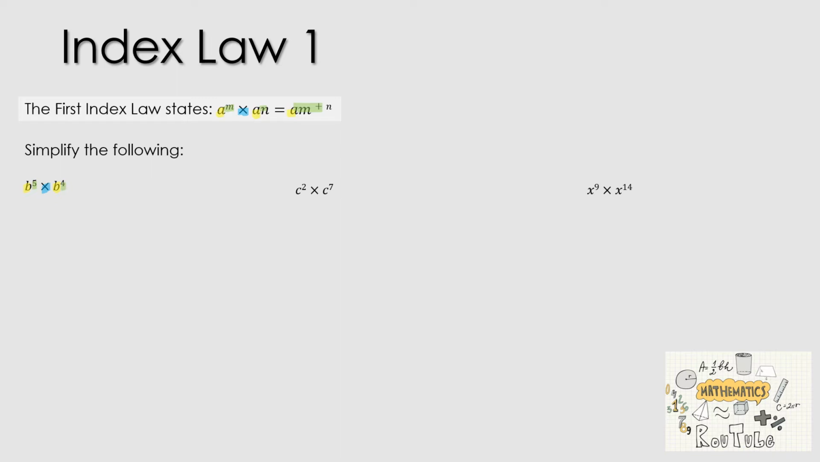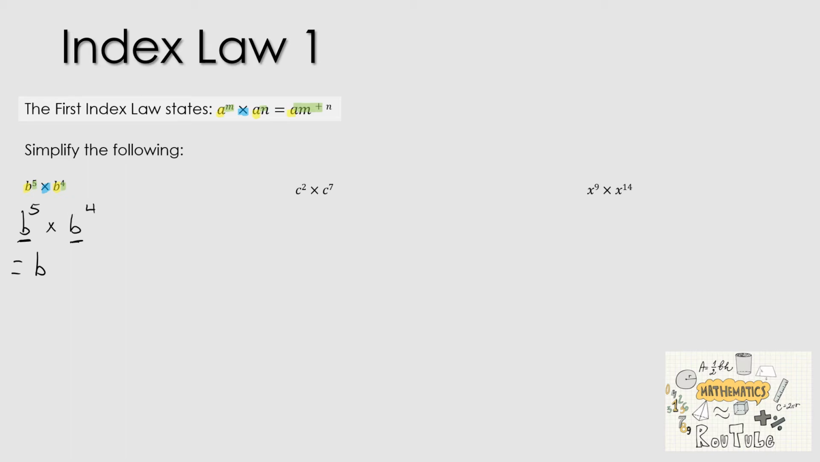That should tell you what you should be doing with these powers or indices. So we're going to have a go at the first question together. I'm just going to write it down: b to the power of 5 times b to the power of 4. If we look at the first index law, remember that the bases come together to join as one base, so it becomes b to the power of something. And what do we do with the indices? The first index law tells us that we need to add them together.